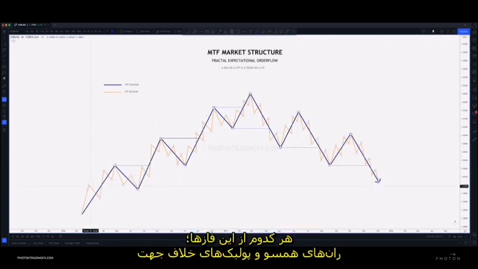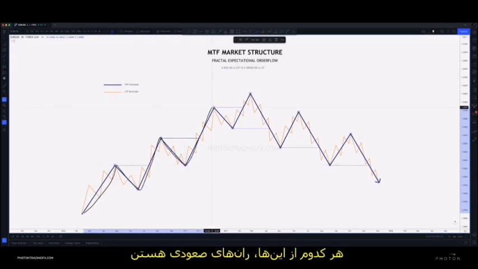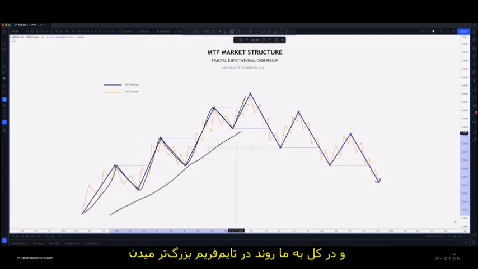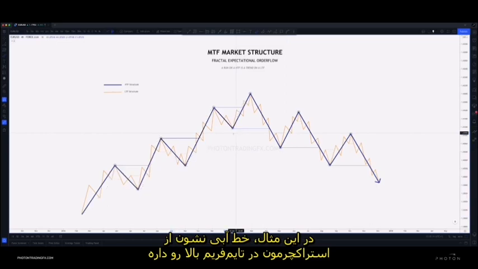And then we pull back to form a higher high, lower low, higher high, and lower low. Now, each of those phases, so the pro-trend run, the counter-trend pullback, the pro-trend run, the counter-trend run, they're all called runs, right? Each individual part is called a run, and overall, that will give us our higher time frame trend. So in this example, the blue line is our higher time frame structure.